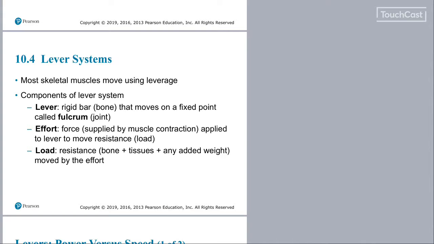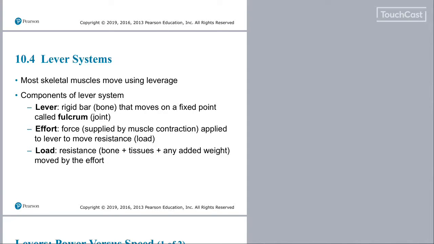The next component is the effort, which is the force applied to move the lever. In this case, it is supplied by a muscle contraction. And finally, the load or resistance. So this could be a bone, if all you're doing is flexing that joint. Think of doing a bicep curl. Or if you add a dumbbell to your hand or a cuff weight on your foot, these are all examples of a load. The three components of a lever system are the fulcrum, effort, and load.